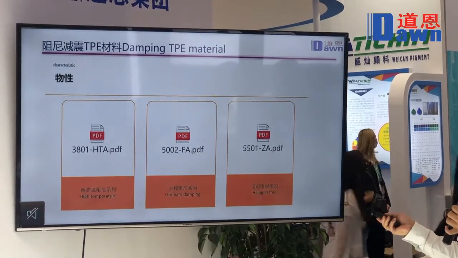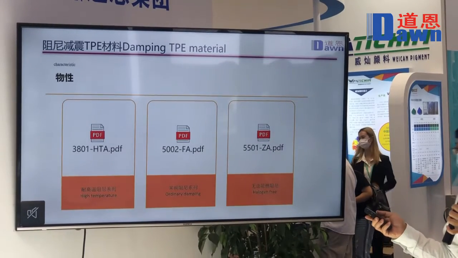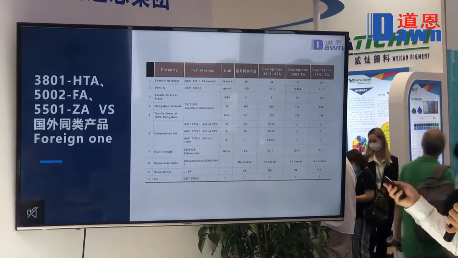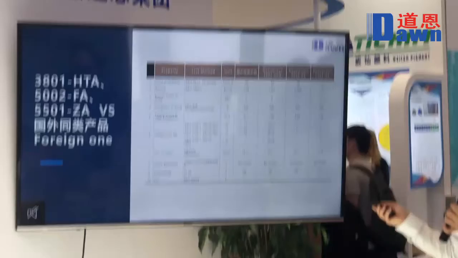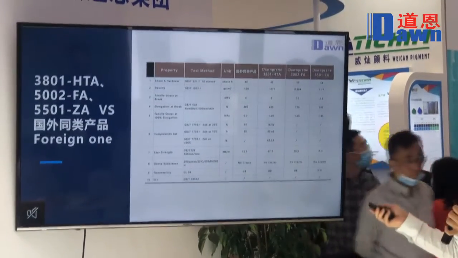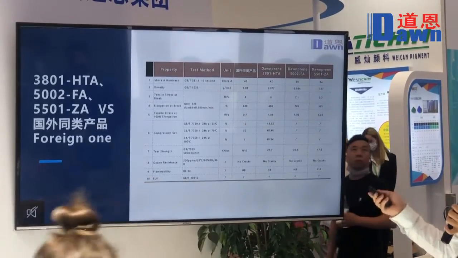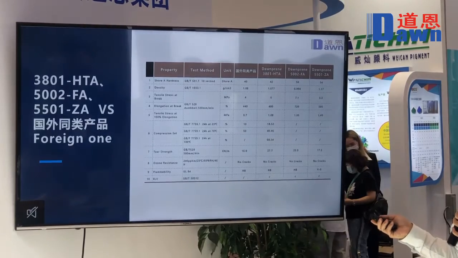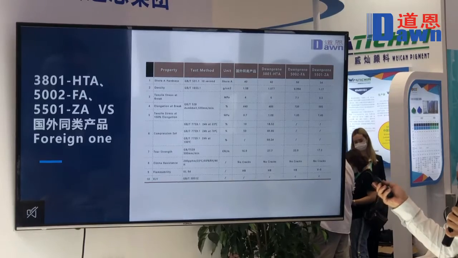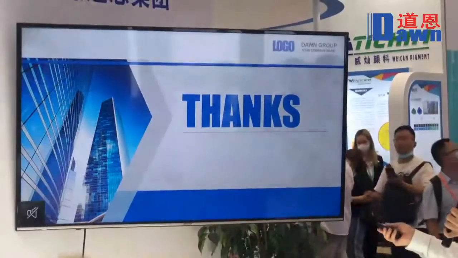This is the comparison with the foreign products. From those three grades, basically speaking, the mechanical property is more excellent than the foreign products. One feature is the dampening is very excellent. The compression set is also excellent. This is the general introduction of our product. Thank you.